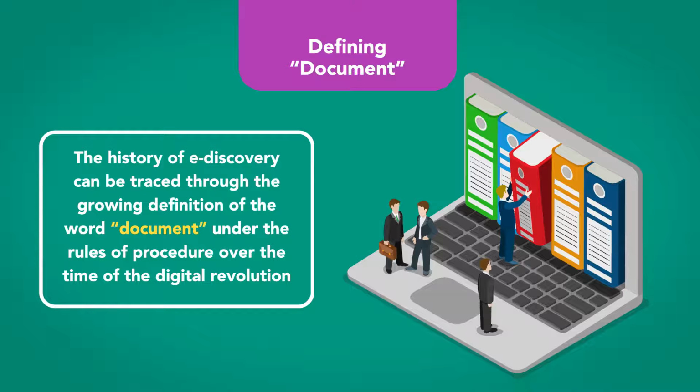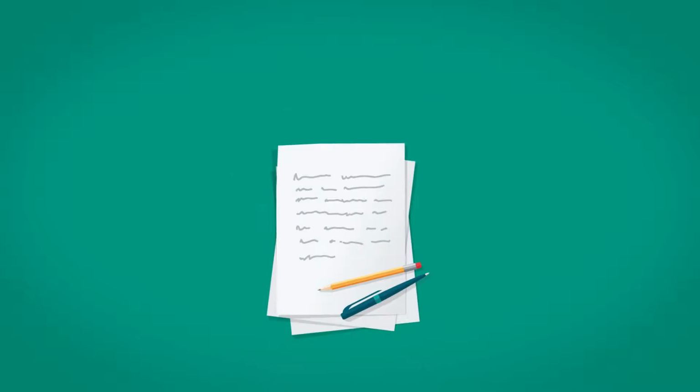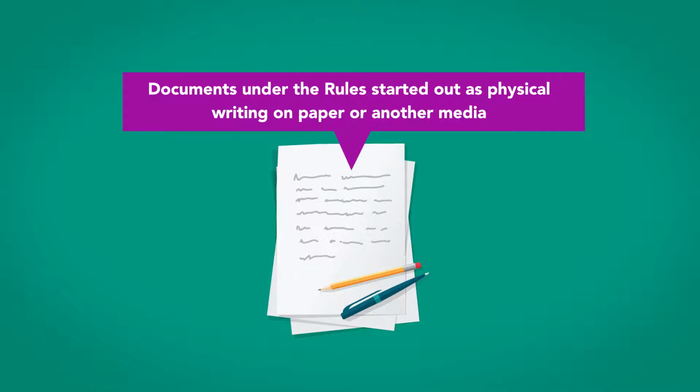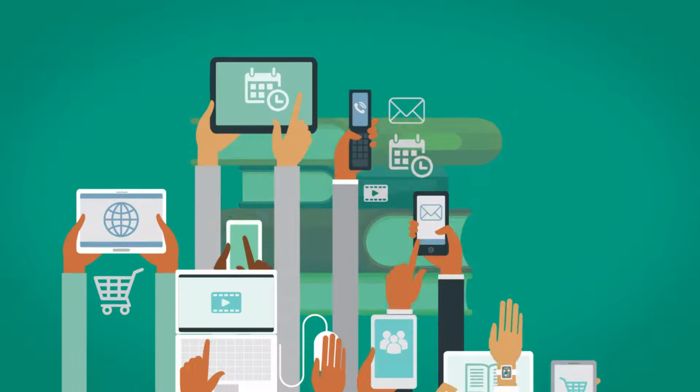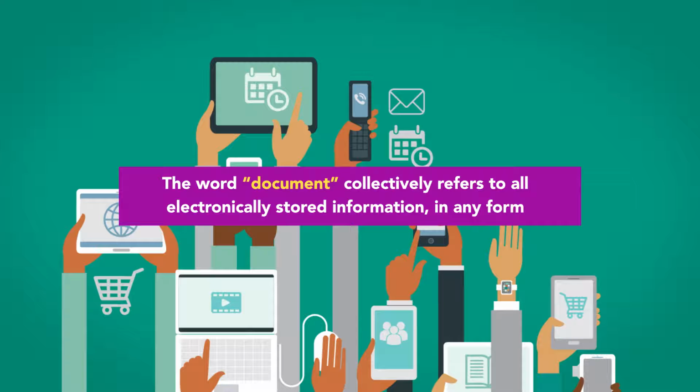Defining document. The history of eDiscovery can be traced through the growing definition of the word document under the rules of procedure over the time of the digital revolution. Without overstating the obvious, documents under the rules started out as physical writing on paper or another media. A long time ago, a will was once ruled valid that was written on a piece of wood. Now, after several updates to the language in the rules, the word document collectively refers to all electronically stored information in any form.